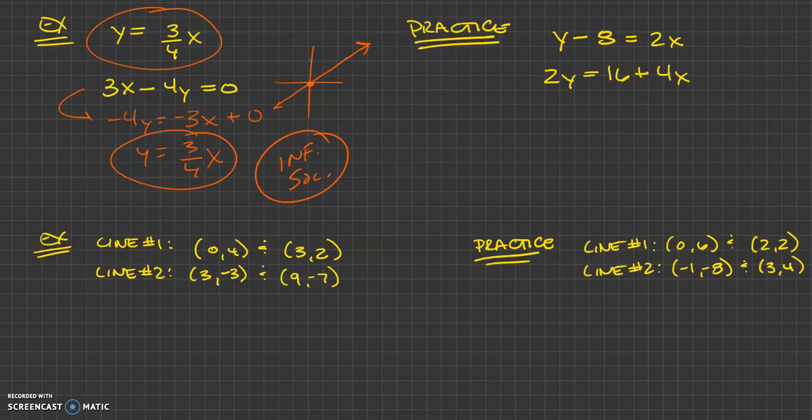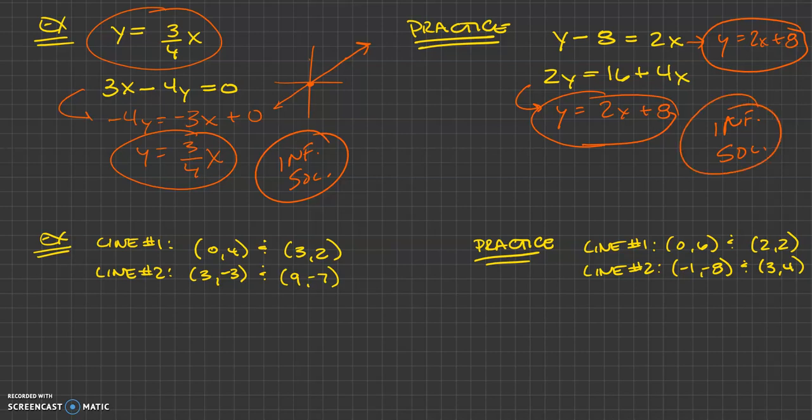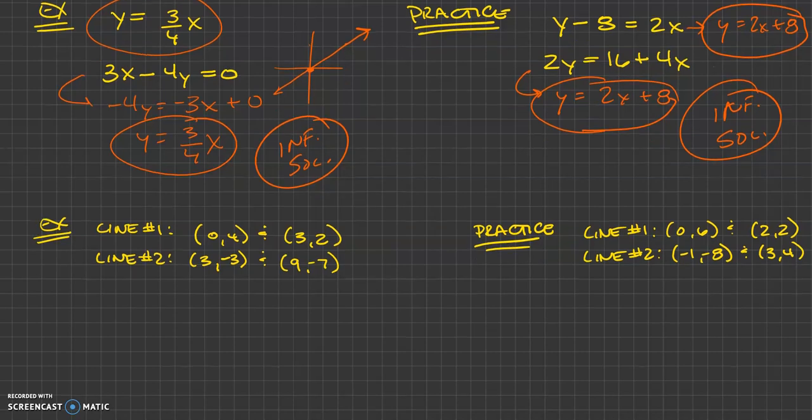So go ahead and pause the video. Try the practice problem. Now, as you look at these two, they're going to both need to be rewritten. Both of them. So this is going to be y is equal to 2x plus 8. So there's my first equation. This one, I'm going to need to divide everything by 2, and that's going to give me y is equal to 2x plus 8. Again, they're the exact same. So any point on the line that I substitute in, it's going to work. And that's going to be infinitely many solutions.